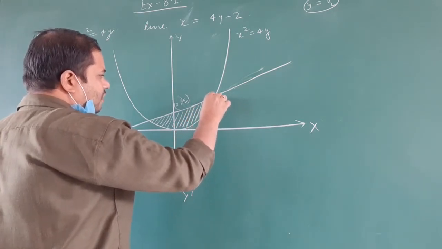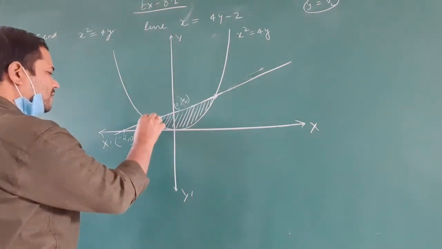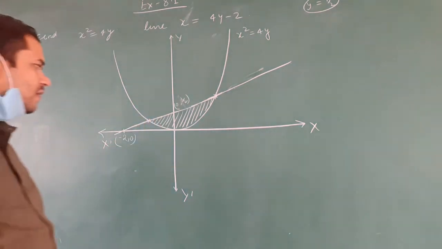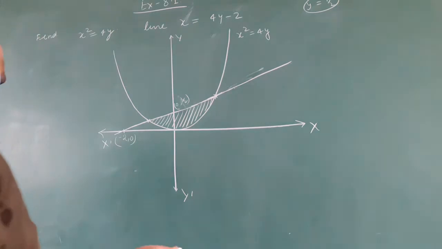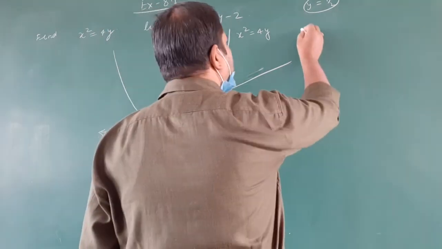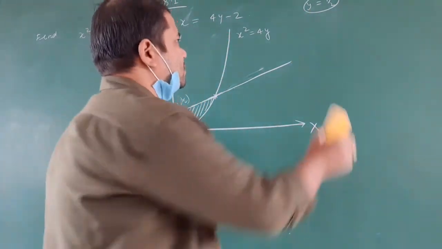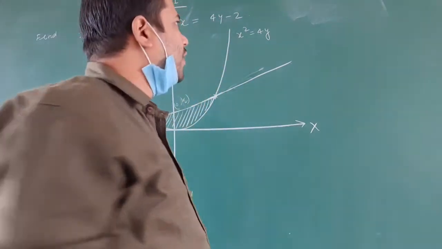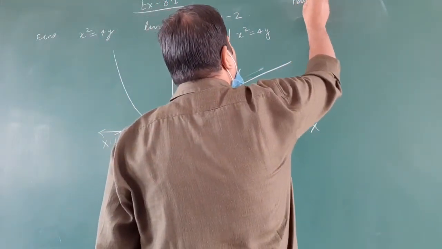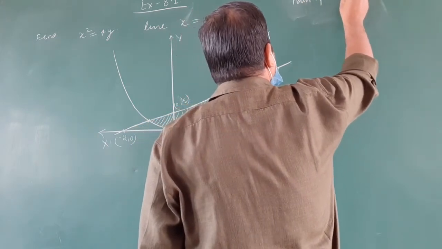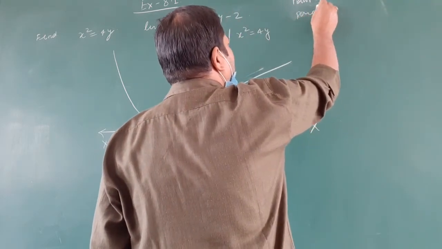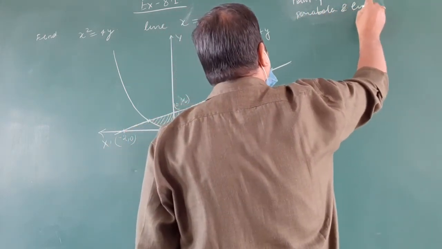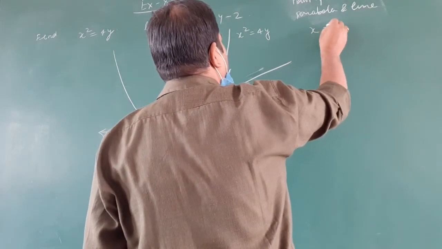So first of all, we need to find the point of intersection of the parabola and the line. So put the value of y in the equation, and you will get the point of intersection of these two curves. First we need to find the point of intersection of these two curves, of parabola and line. What we get, x is equal to 4y minus 2.